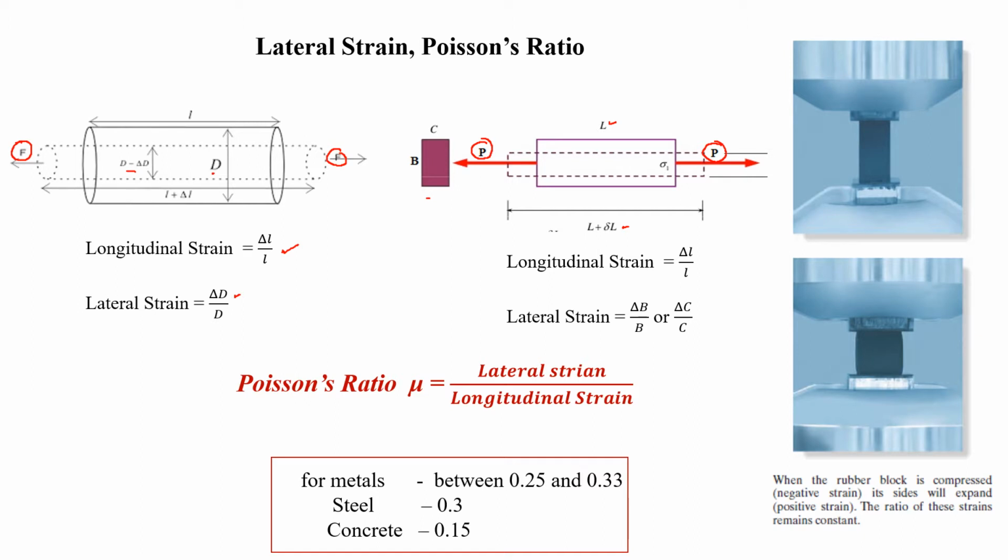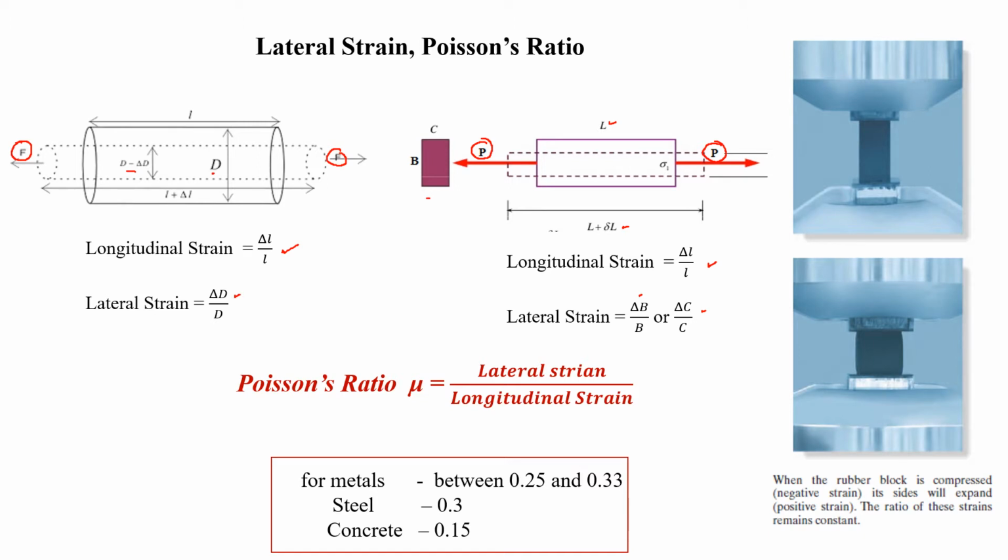The longitudinal strain, that is the ratio of change in length to original length, is equal to delta L by L. Whereas the lateral strain is the change in dimension in the lateral direction to that of the original dimension, that is delta B by B as well as delta C by C, which represent the lateral strain. The ratio of lateral strain to longitudinal strain is the Poisson's ratio.